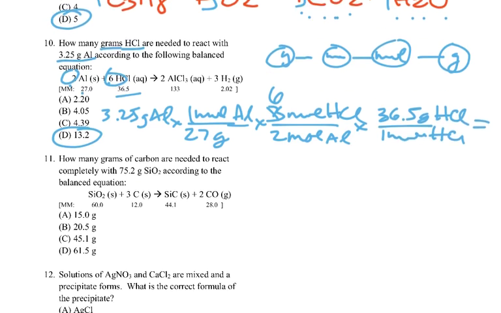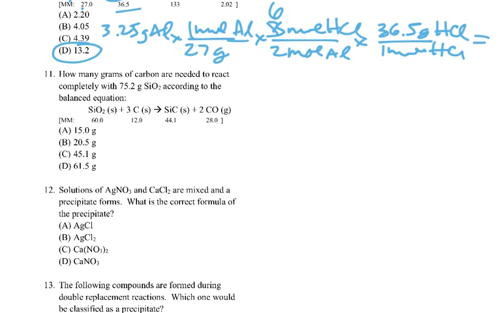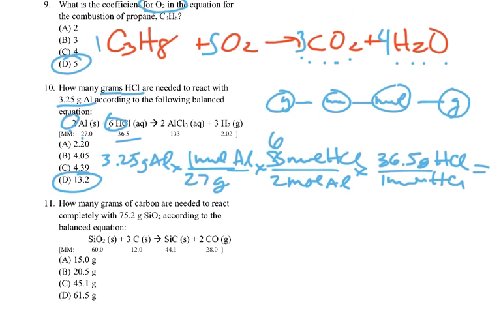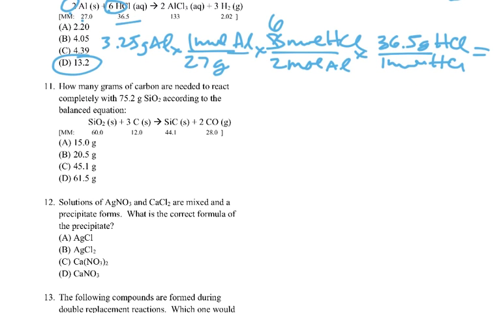13.2. Okay, number 11. Grams of carbon to react to make grams of silicon dioxide. So again, it's the same thing. I go from grams to moles, moles to moles, moles to grams, 3 conversions. I'll change colors. Okay, so I have 75.2 grams of SiO2. That's my given. And I'm looking for grams of carbon.